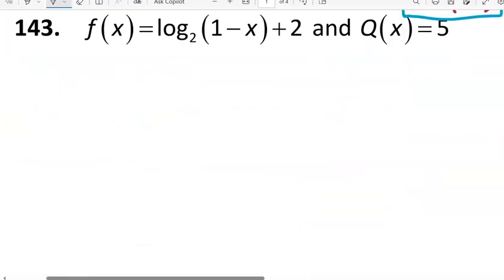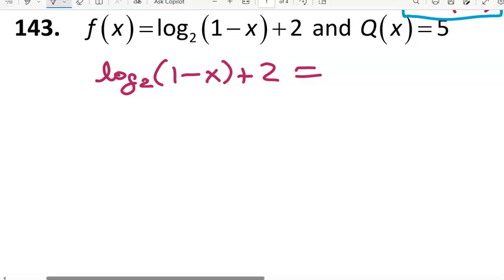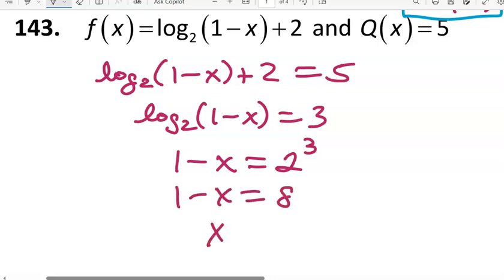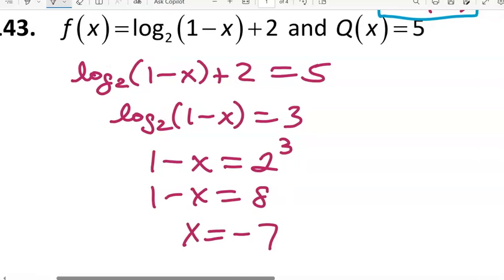In 143, we can find the intersection point by setting the two functions equal to one another, then subtracting 2 from both sides and rewriting in exponential form. So if we rewrite it in exponential form, 1 minus x is equal to base 2 raised to the exponent 3. And so 1 minus x is equal to 8. And that gives us an x value of negative 7.